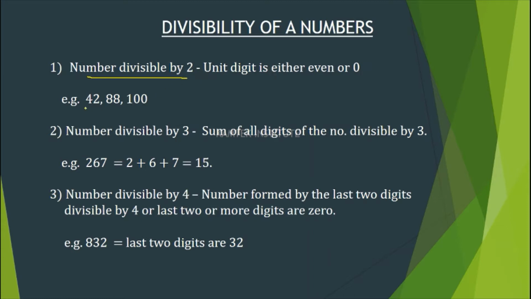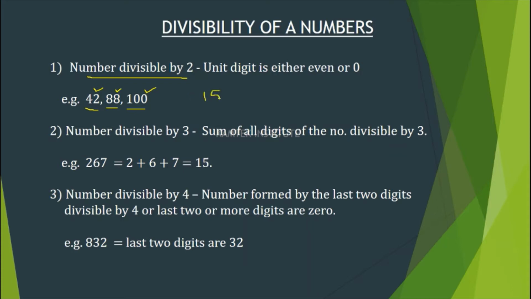Supposing we have a number 42, here we find that the unit digit is 2, which is an even number, so it will be divisible by 2. In the second case we have 88. 88 again has 8 in the unit place, which is an even number, so it is again divisible by 2. In the third case we have 100, which has 0 in the unit place, so this number is again divisible by 2.